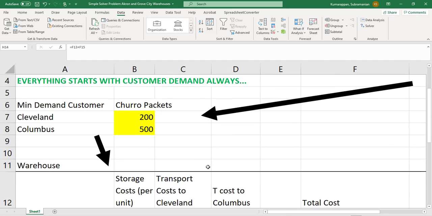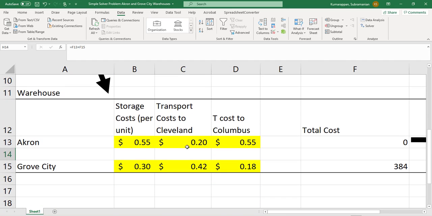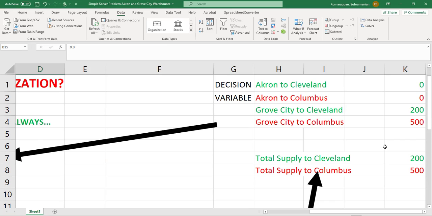Okay, now there is one another thing that you need to notice. So what did we just do? We changed these numbers and accordingly the results also changed. Now there is one another thing that you need to be aware of.